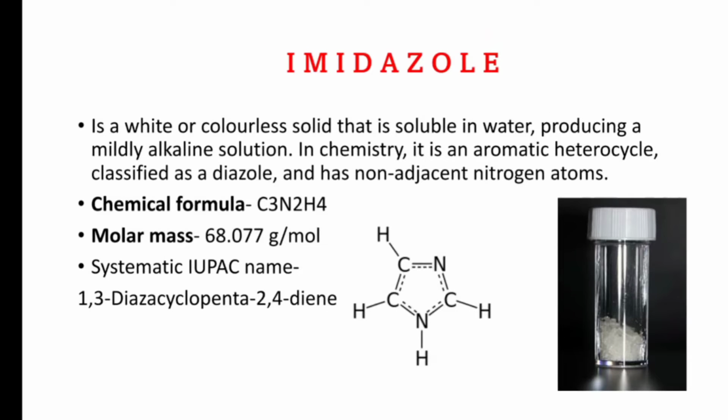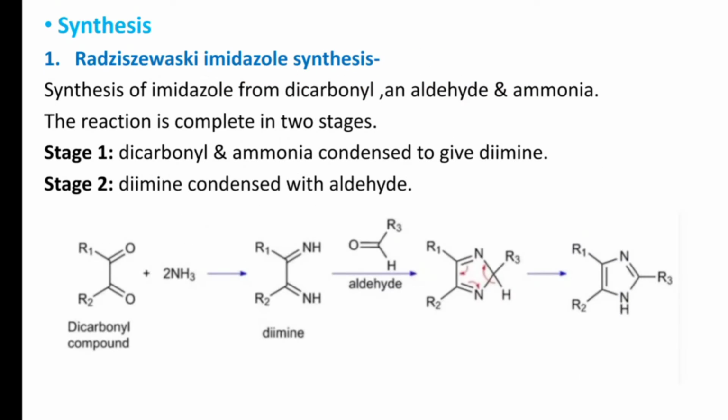Imidazole. It is a white or colorless solid that is soluble in water, producing a mildly alkaline solution. In chemistry, it is an aromatic heterocycle classified as a diazole, with non-adjacent nitrogen atoms. Its chemical formula is C3N2H4 and its molar mass is 68.077 gram per mole. Here we discuss the synthesis methods of imidazole.